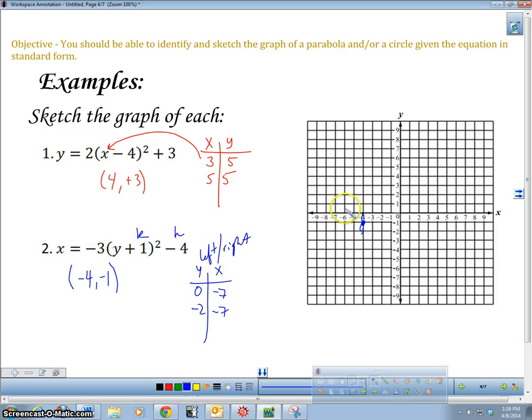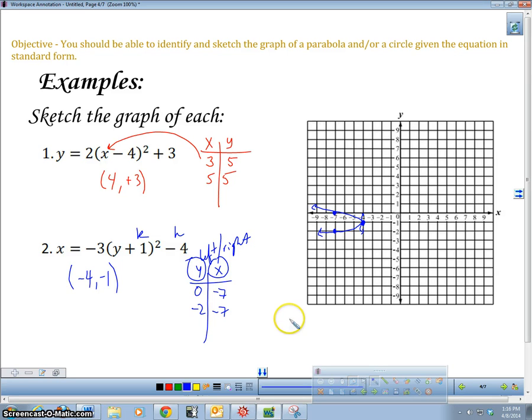This should come out to be the same because, again, it is symmetry. So (-7, 0) is going to be here, and (-7, -2) is here. Remember, this is y and x, so don't get confused. I went y is 0, x is -7. And then I'm going to draw my parabola like this. So this is a left and right parabola.